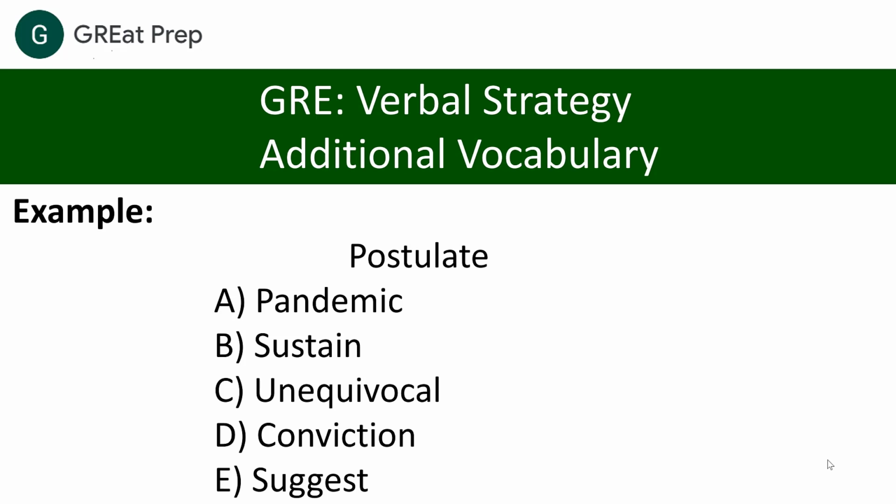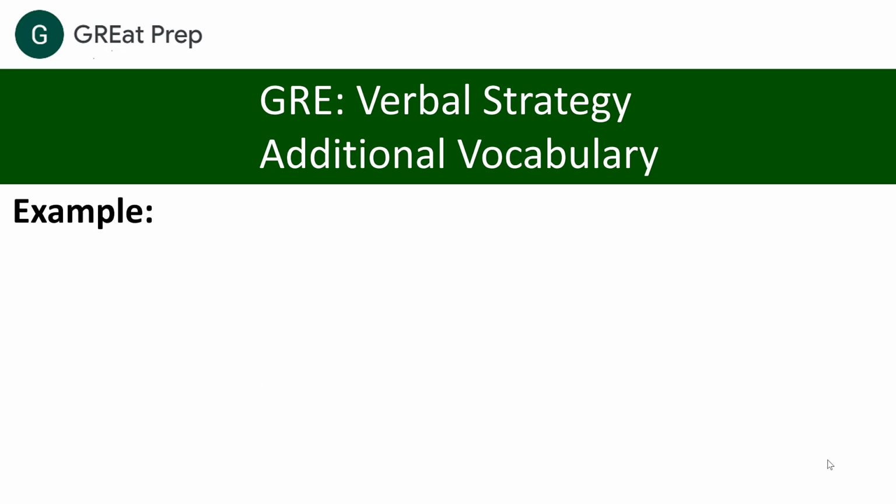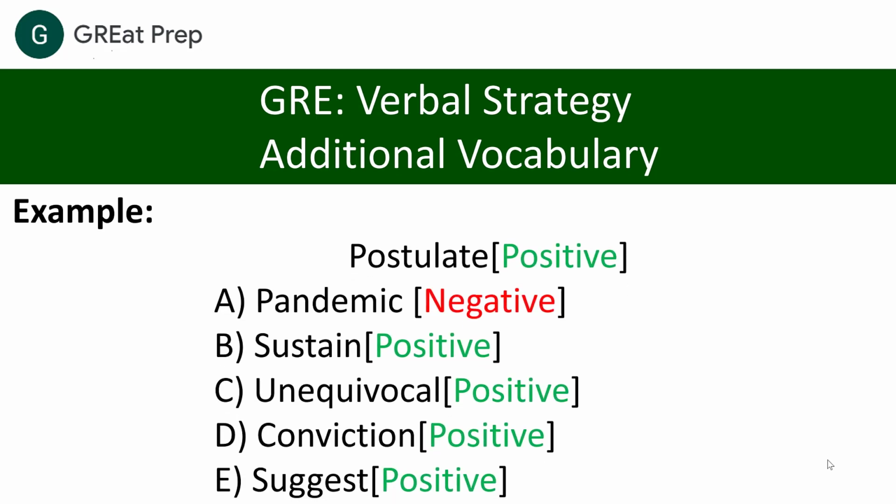Moving on to strategy 2, is there any secondary meaning for the word postulate? No. Strategy 3, sentiment. Is this a positive or a negative word? Now, postulate, if you go through the sentiment of each word, you will realize that postulate actually has a positive connotation. It is a positive sentiment. And you can go down and label the others as positive or negative. As you can see, answer choices B to E are all positive. So now you have eliminated the first choice.